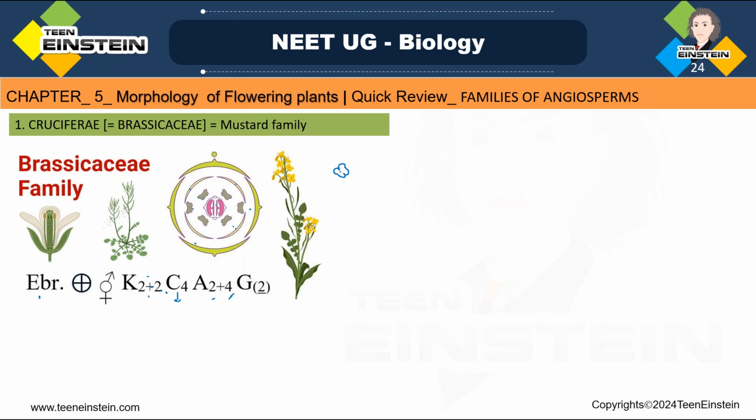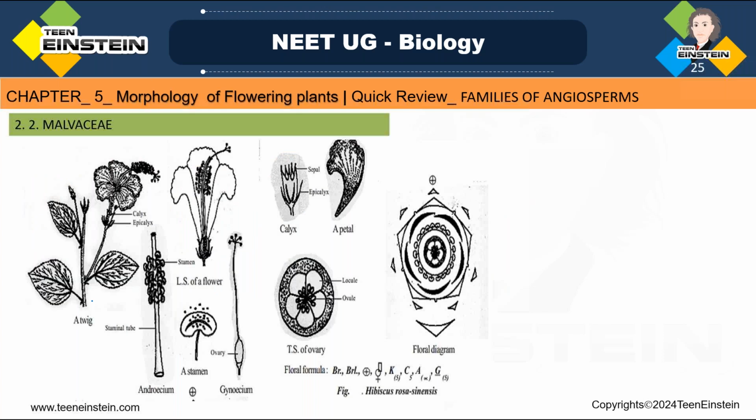Here gynoecium is bicarpellary. You can see two sides, bicarpellary, and that is united. Okay, bicarpellary syncarpous, that's why we have given that 2 in brackets. So that's how you need to write the floral formula of each one. Clear? So in the same way, we are mentioning the floral formula of Malvaceae family.